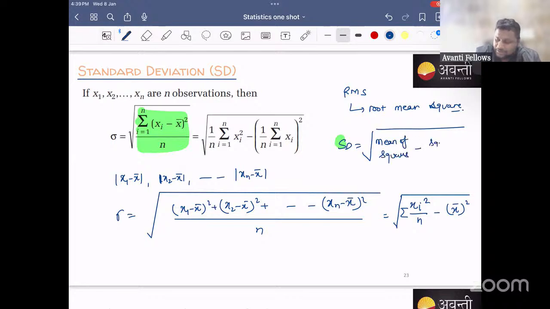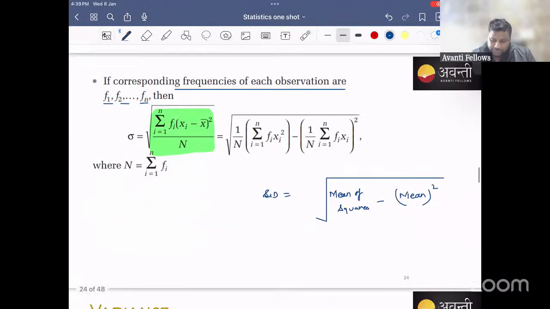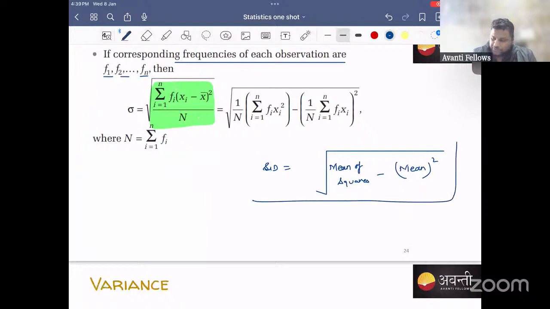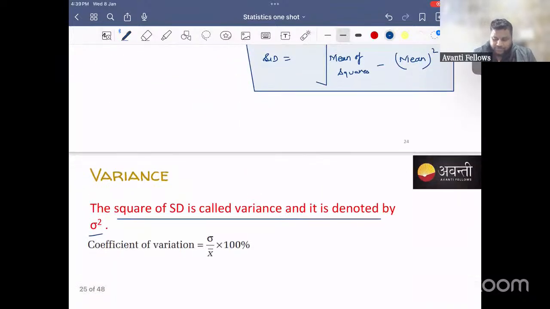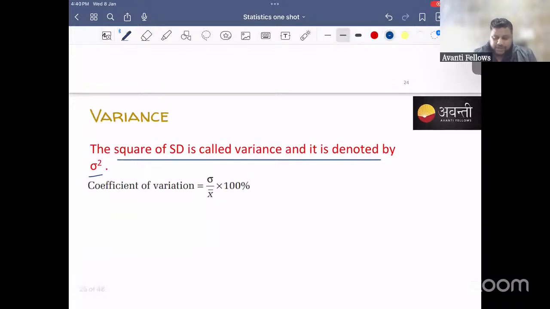One thing you should remember: standard deviation is simply the square root of the mean of squares minus the square of the mean. Always it will work. I have written it also, mean of squares minus square of mean. Variance is nothing but the square of standard deviation. The square of standard deviation is called variance and it is denoted by sigma square.